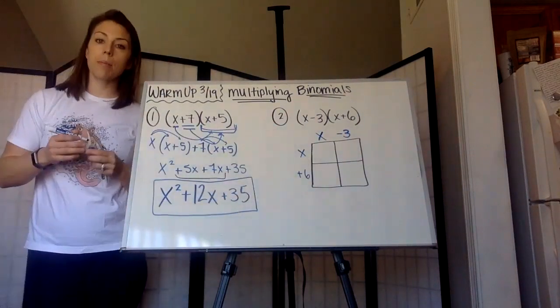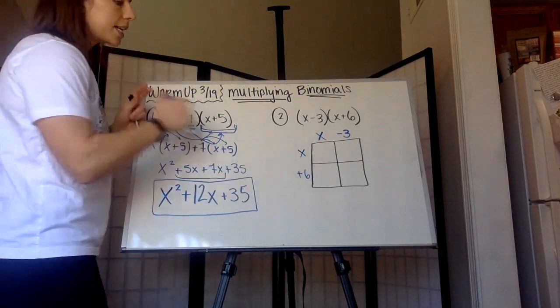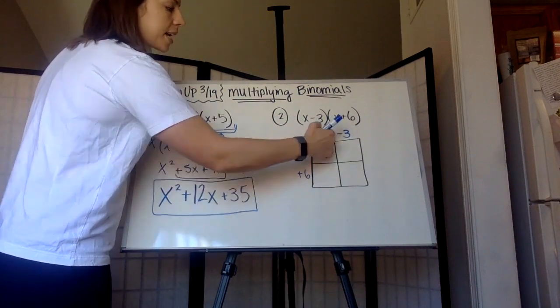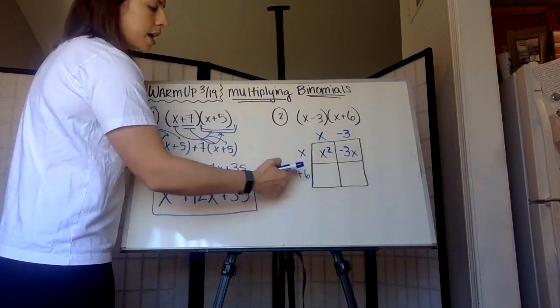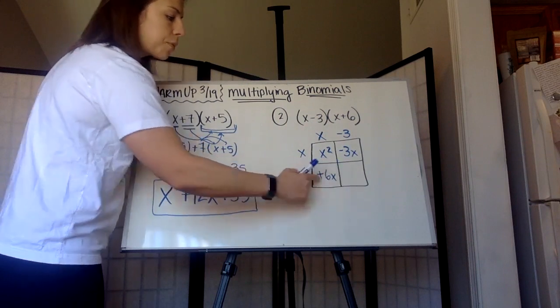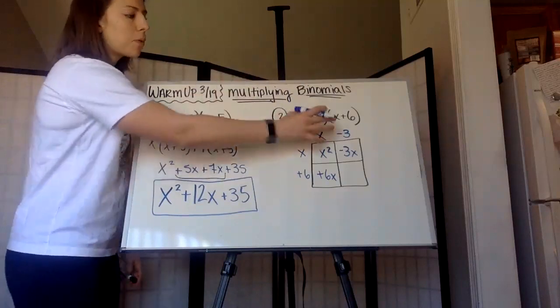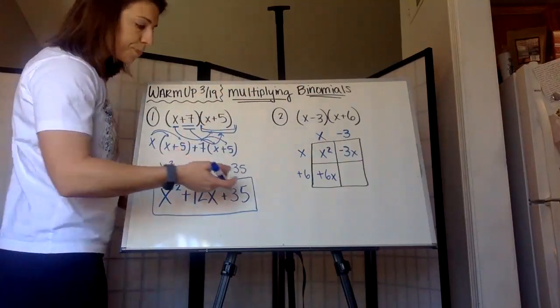Now, if you remember, area model is basically just find the area of each individual square. So what is x times x? That's x squared. x times a negative 3, negative 3x. x times a positive 6, positive 6x. And I will bring that positive sign along with it, because when you pull it out of the expression, you want to understand that that's actually an addition sign.